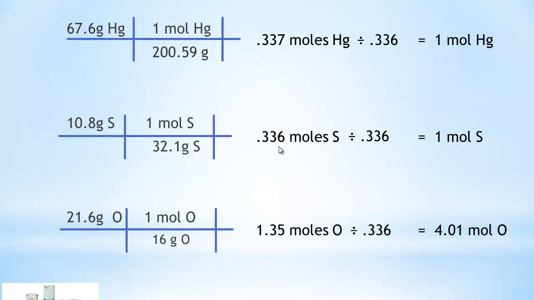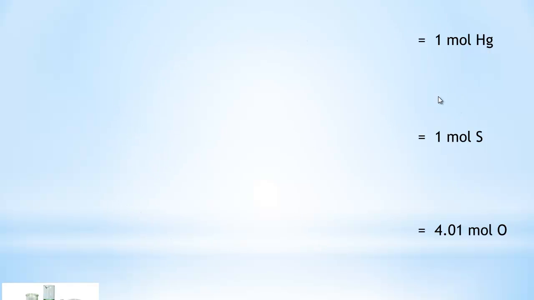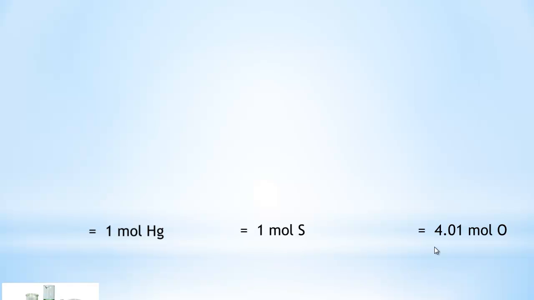So now that we have the number of moles that we've determined in our mole ratio, so we have 0.336, 0.337 and 1.35 moles, what is the mole ratio? That says that for every 1 mole of sulfur, we have exactly 1 mole of mercury. And for every 1 mole of sulfur, we have exactly 4 moles of oxygen. So this ratio is really the most important thing. By utilizing these three numbers, the ratio of oxygen to sulfur to mercury, we can then determine what the empirical formula is.